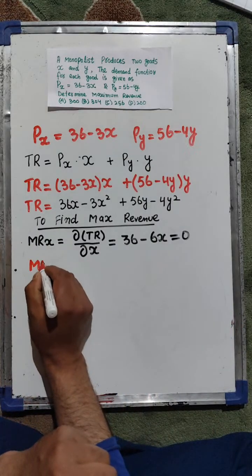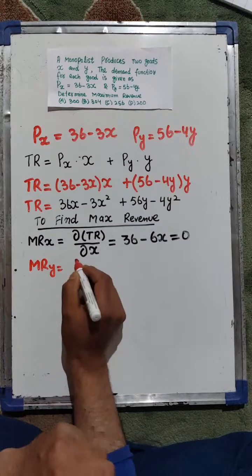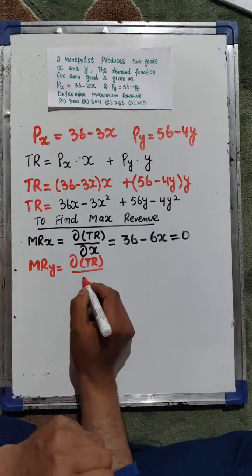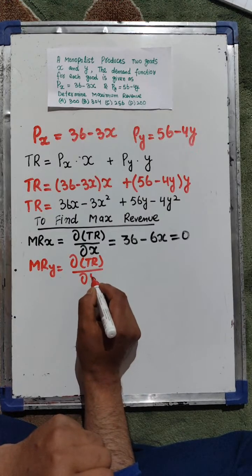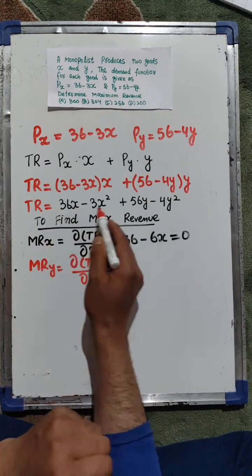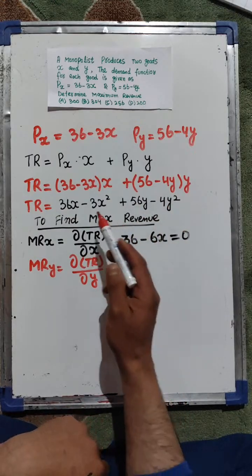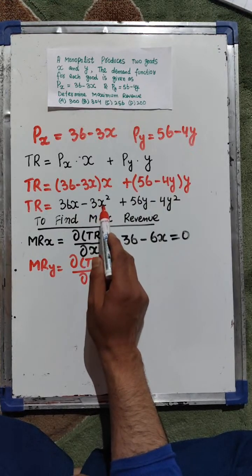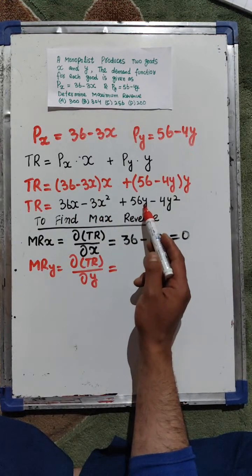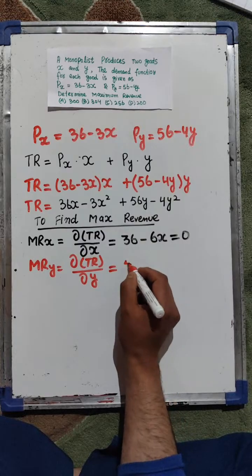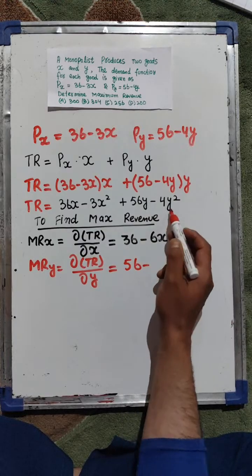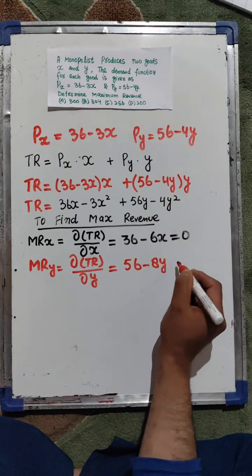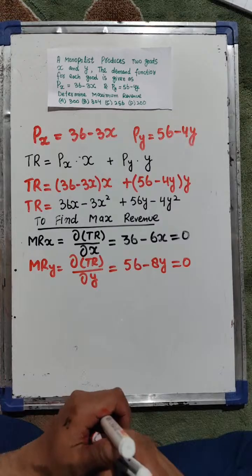Likewise, we need to find out the marginal revenue for good Y. That will be equal to the change in the total revenue for the monopolist due to the change in the units of good Y. That is the partial derivative of this function with respect to Y. Since no Y is involved in the first two terms, its derivative will be equal to 0. The derivative of Y in 56Y is 1, so we are left with 56 minus derivative of Y square is 2Y, so 2 into 4 is 8Y, and we set it also equal to 0.